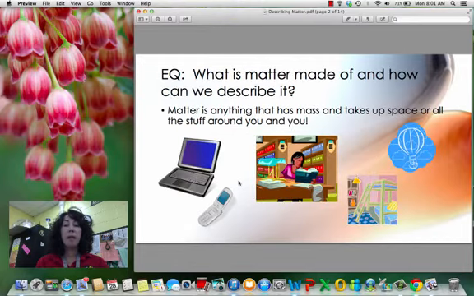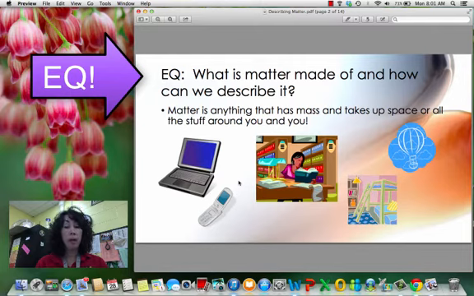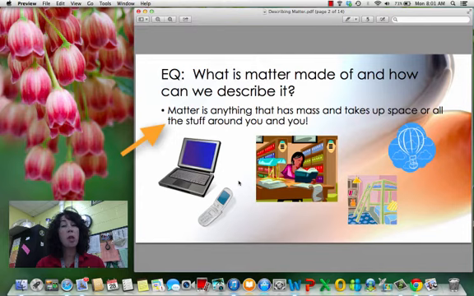Matter is anything that has mass and takes up space. So essentially everything around you. Please keep in mind it's the things that you can see and also the things that you can't see.